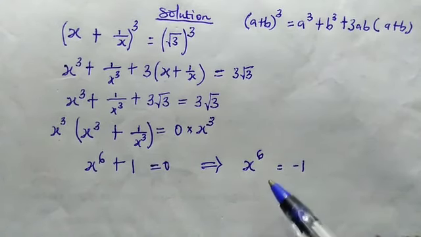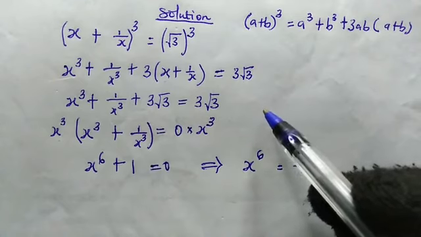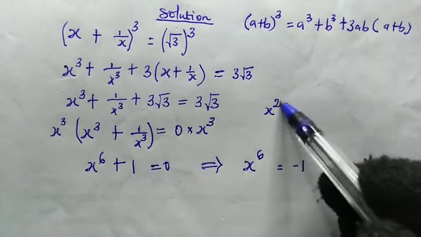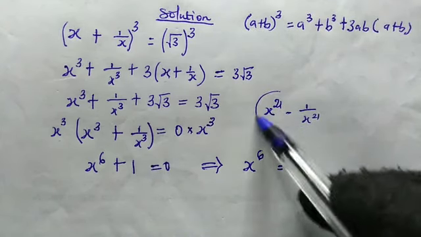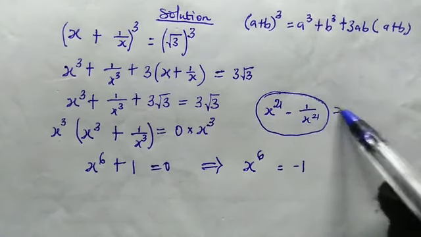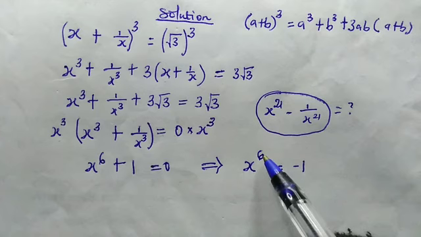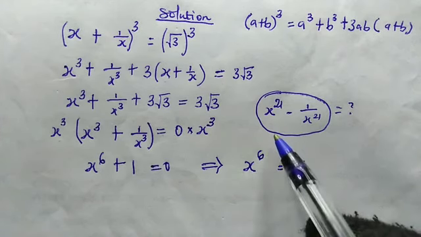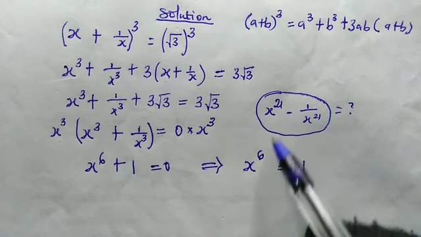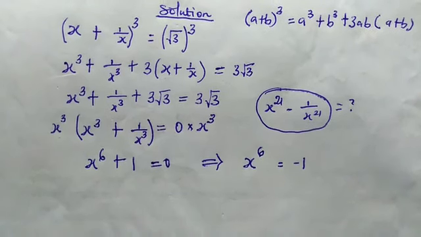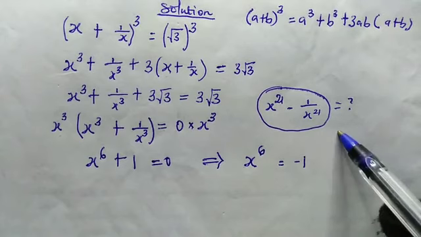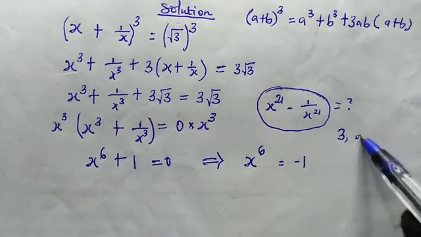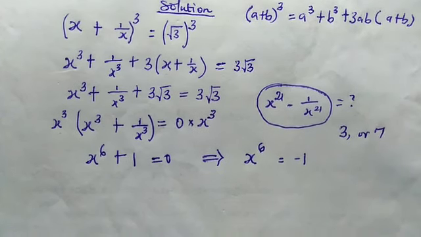But we have a problem. Remember, the expression we are trying to evaluate is x to the power of 21 minus 1 over x to the power of 21, right? But right over here, we have x to the power of 6, and we know that 6 cannot divide 21, right? Like 21 is not a multiple of 6. So what do we do? The only options we are looking at are to obtain something like 3 or 7, right? So what do we do?